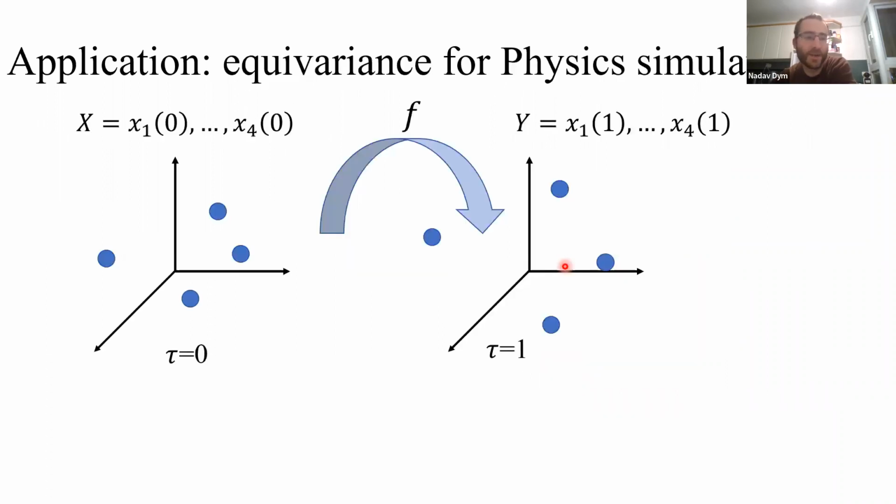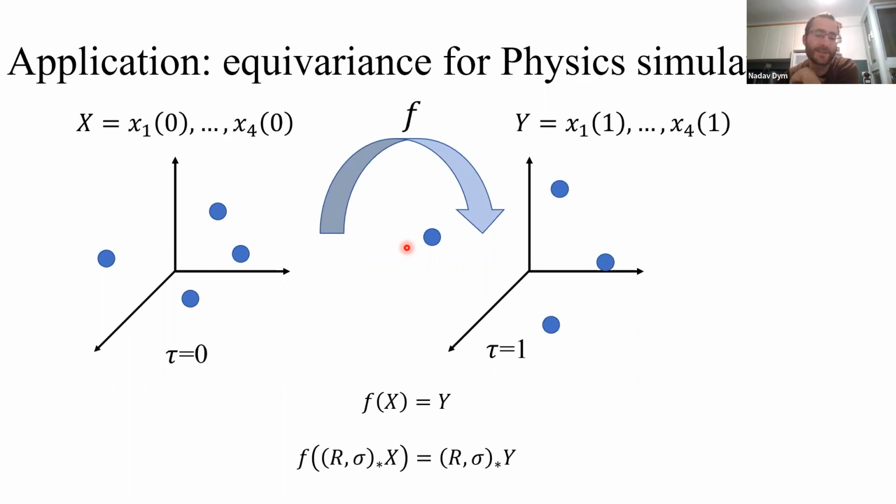Another application is physics simulation, where you can think of the point cloud as n particles. In this picture you have 4 particles, and let's say you know where they are at time tau equals 0. That's capital X, your first point cloud, and you want to know where it's going to be at time 1. That's Y. You could maybe run some physical simulation, but that's expensive, so you want to learn this function f, which is basically projection in time.